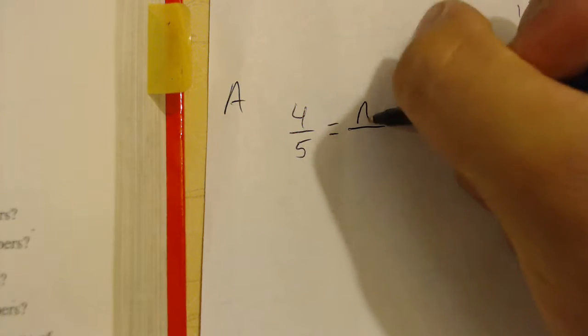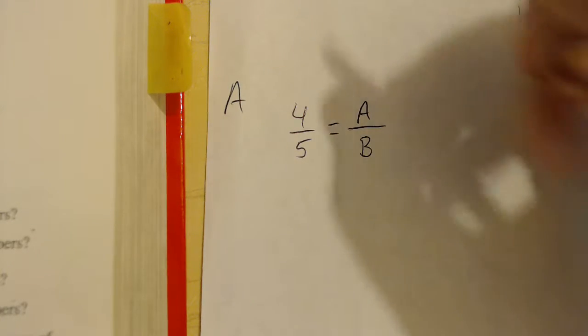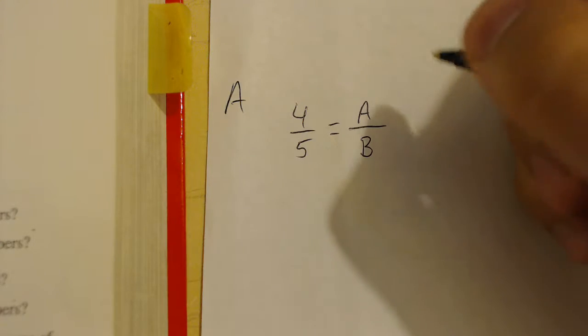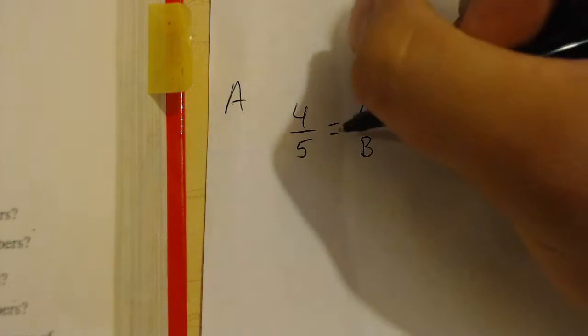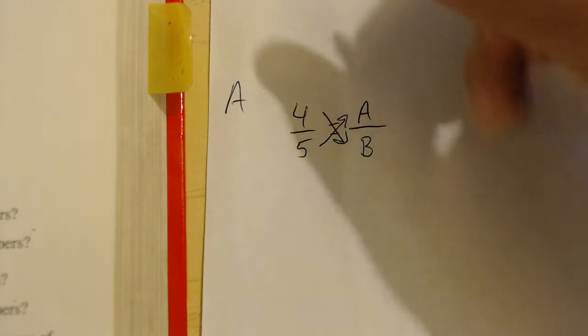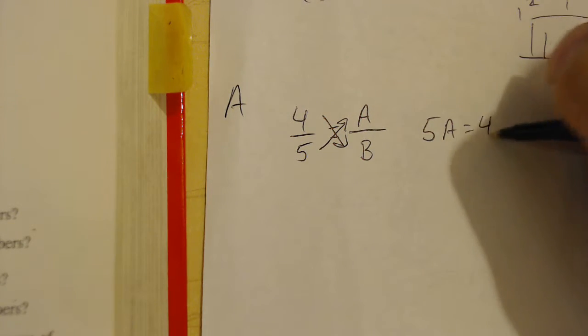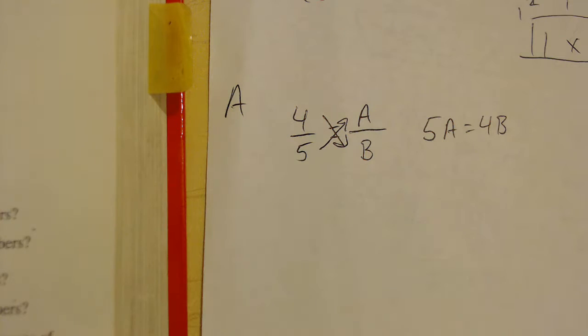We'll make that equal to our two numbers. We'll call the first number A. The second number we'll call B. So number A is to B as 4 is to 5. We just set up a proportion. From here we cross multiply to rewrite the proportion into an equation. So we get 5A equals 4B.